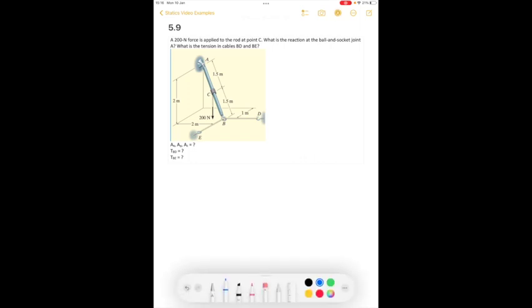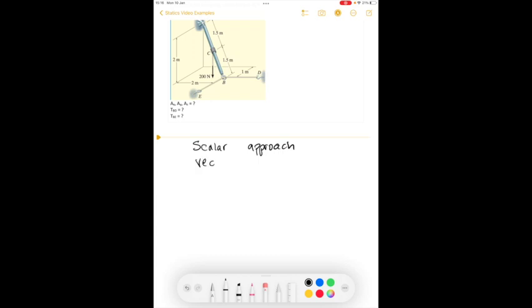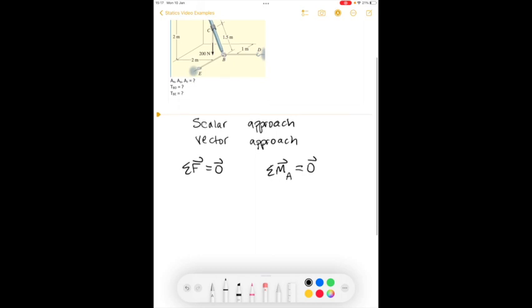So far in the examples we've looked at, we've used the scalar approach to solve for our moments, but we may sometimes want to use the vector approach. And so that's what I'll show you how to do in this problem. When we use the vector approach, we say that the sum of all force vectors is equal to 0, and the sum of all moments about some point are also equal to 0. And in this case, we'll choose the point A, but I'll show you that after we set up the free body diagram.